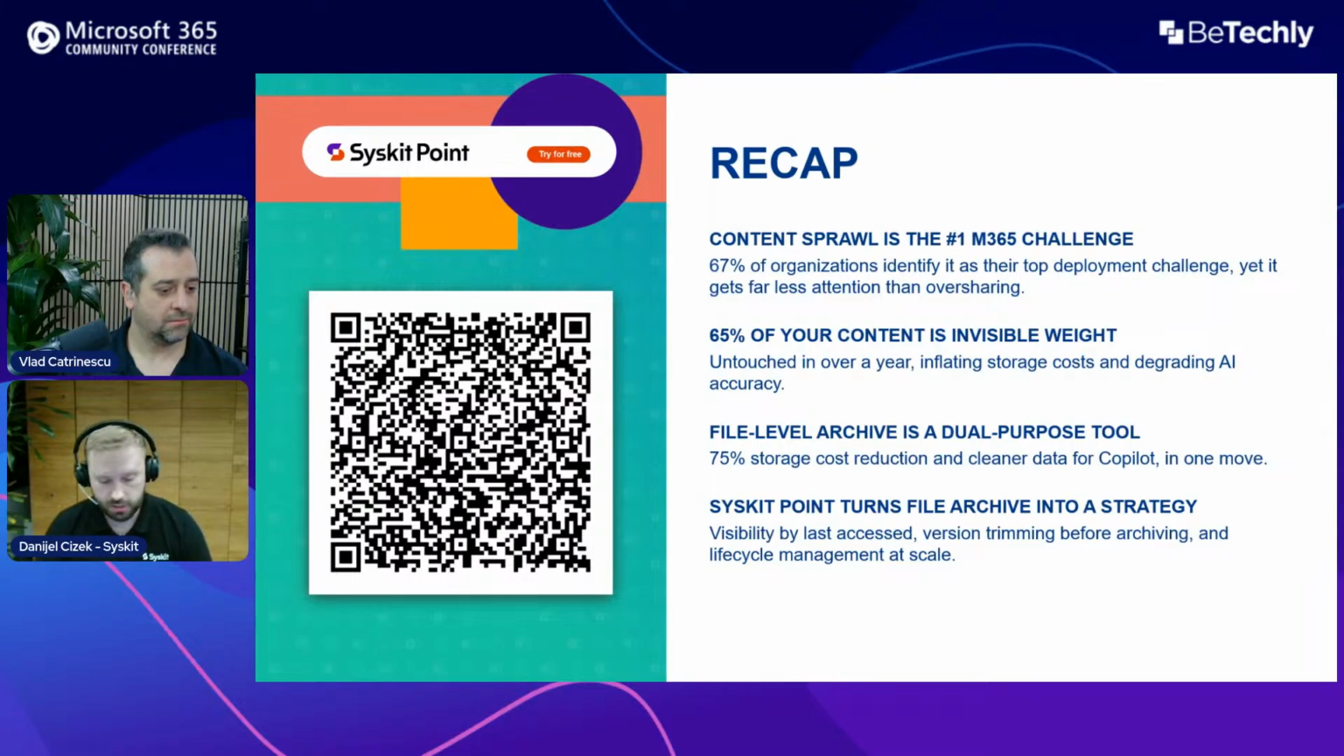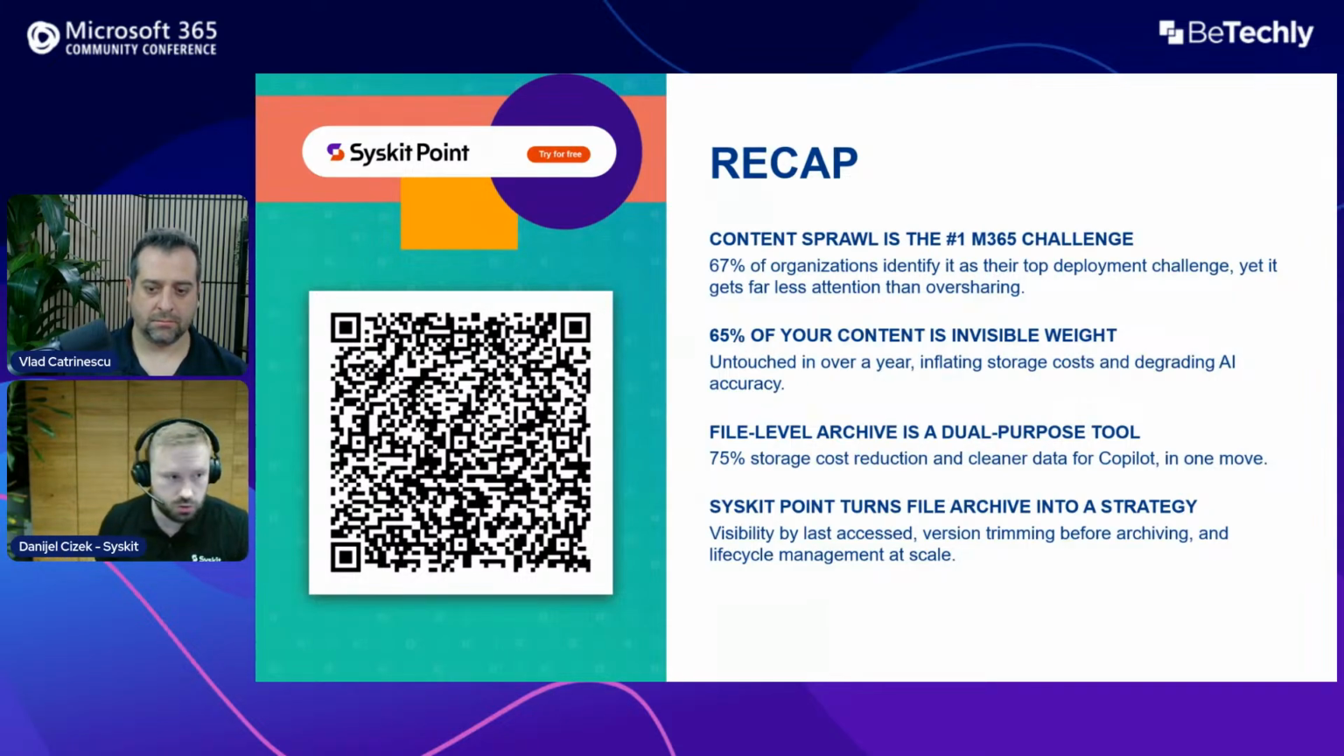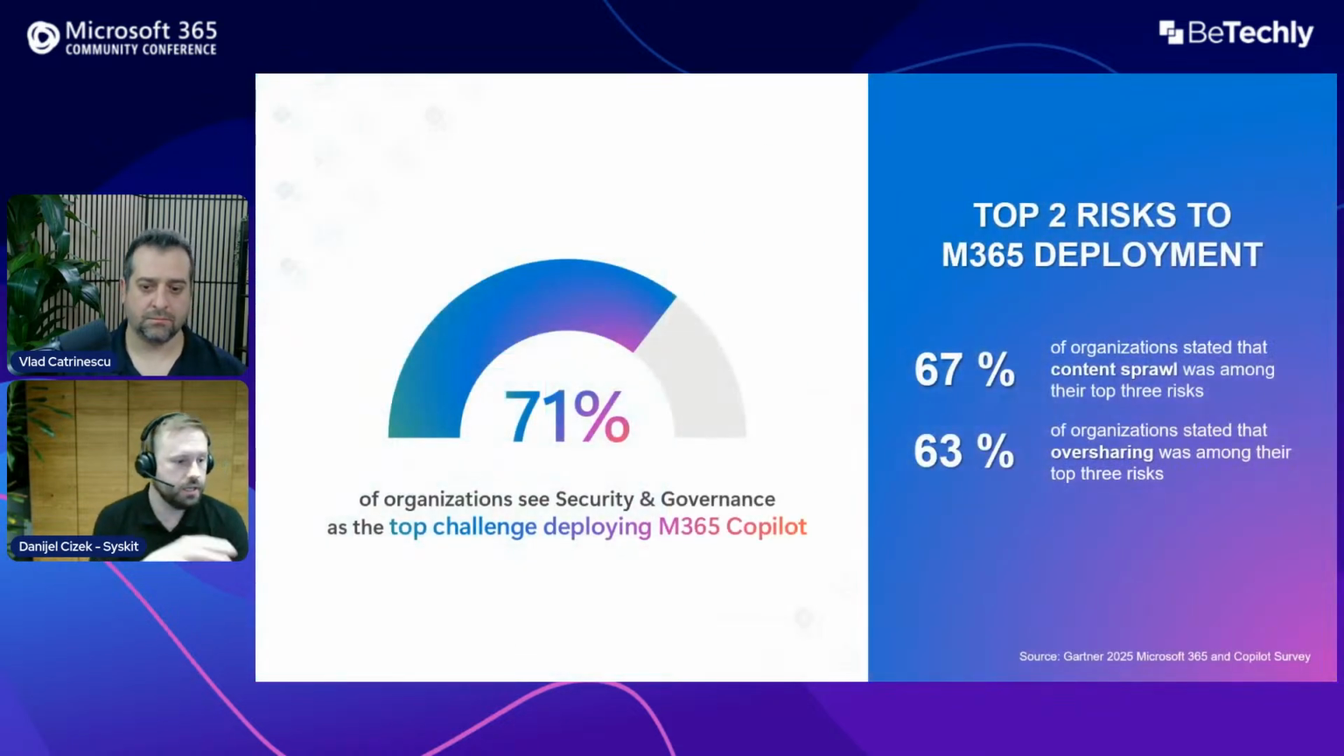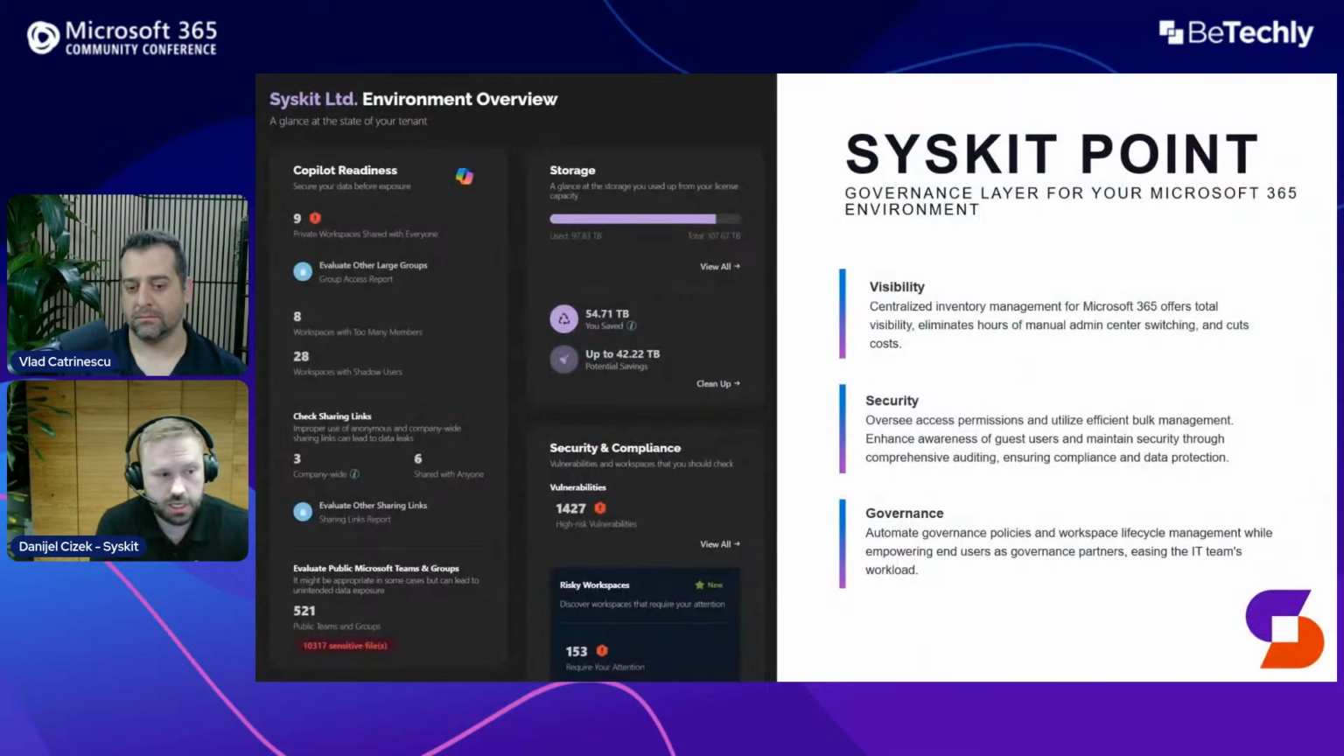But before we jump into the Q&A session, I just wanted to bring us all back to the beginning, where we said that these are the challenges. 71% see the top challenges being security and compliance. Content sprawl and oversharing are the 2 biggest challenges here. And this is exactly what Syskit Point is focusing on.